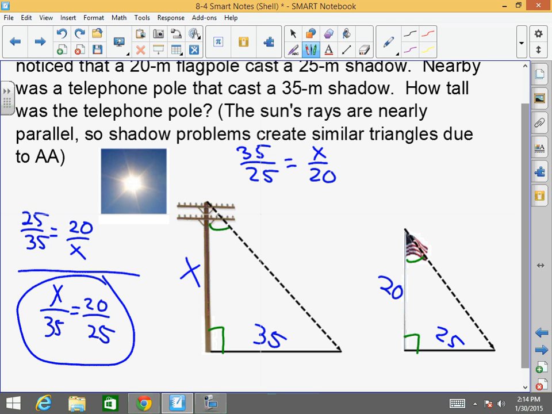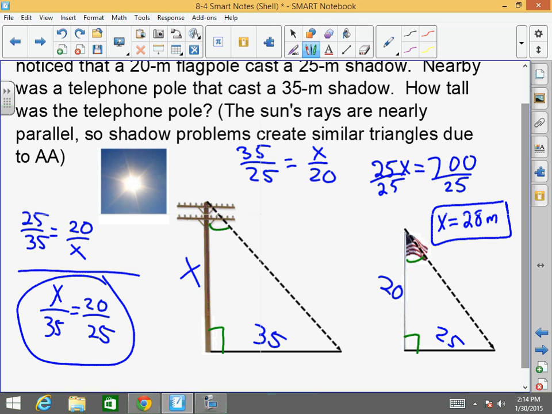So when I cross multiply this, I've got 25x equals 700, I believe. So divided by 25, that's 28. So x equals 28 meters. And there it is. Does that make sense?